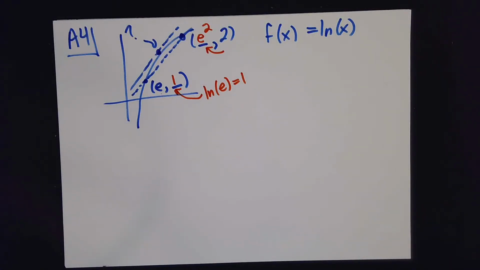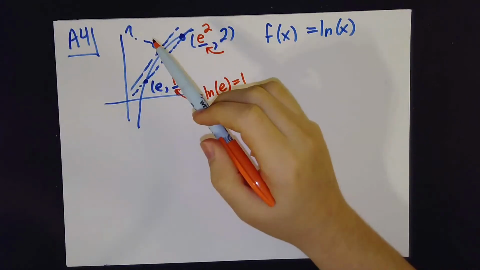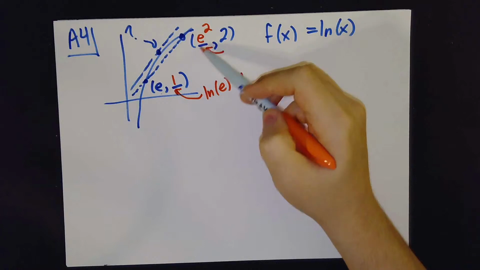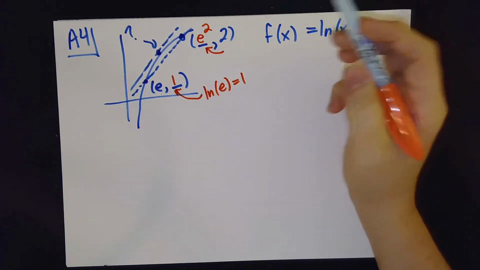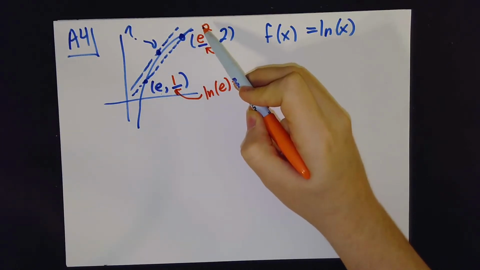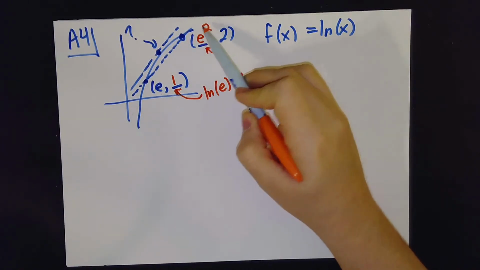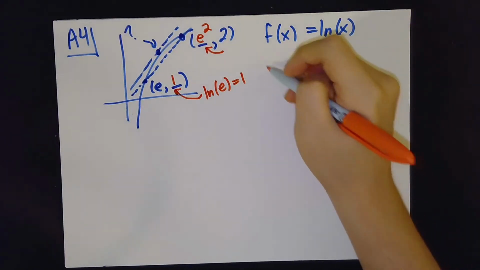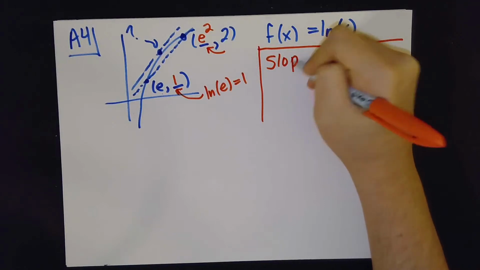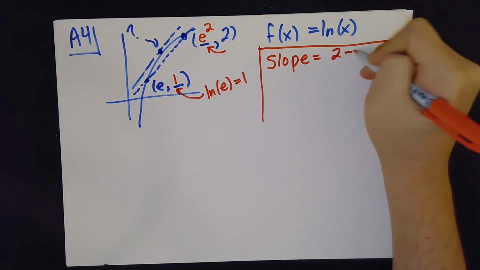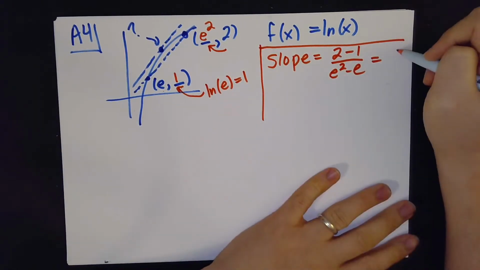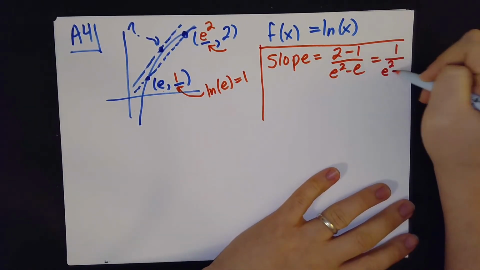Now, a key observation in the picture you're given is that these 2 lines are parallel, so they both have the same slope. And now that I know 2 points on this lower dashed line, I can actually calculate the slope of the lower dashed line. But because the lines are parallel, it's actually the slope of both of them. So that slope is 2 minus 1 divided by e squared minus e. So it is 1 over e squared minus e.